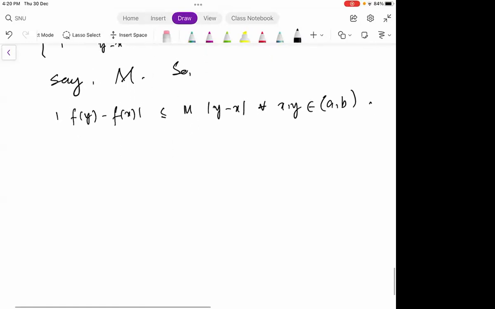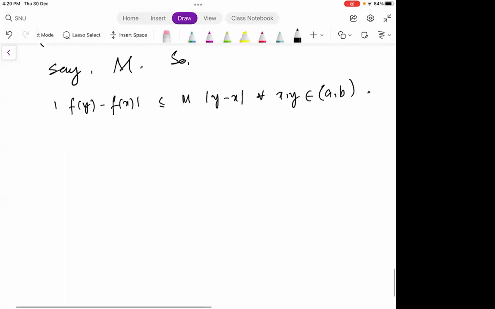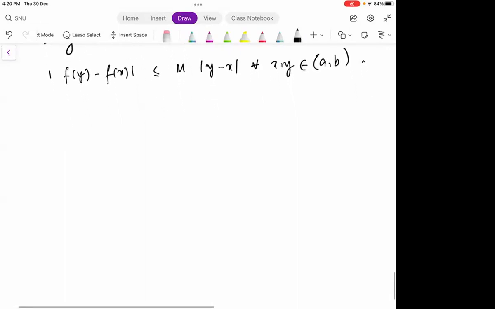Sir, this condition is for Lebesgue continuous now. Yes, okay, that's what was shown. I didn't want to go into all that, but yes, you're right.